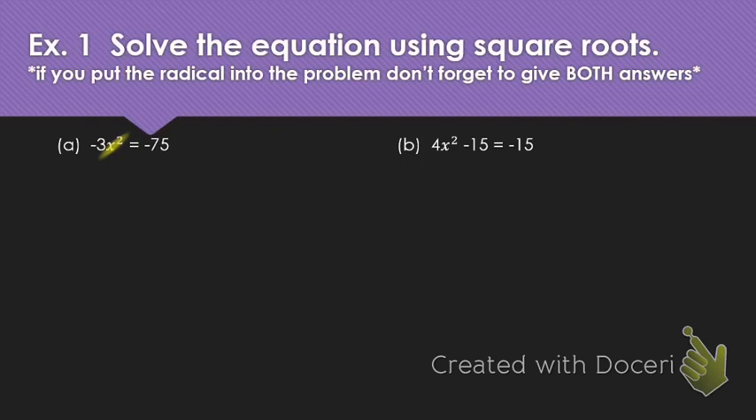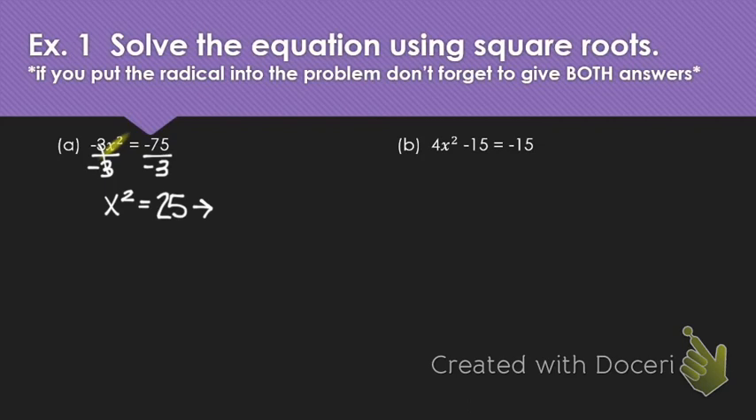Move the negative 3 by dividing it. Very good. Okay, the negative 3 is keeping x squared from being alone, so we are going to move it to the other side with an inverse operation. So we're going to divide 3 from both sides. So we have x squared equals, what is negative 75 divided by negative 3? 25. Now I want us to stop for a second, and I want us to look right here.